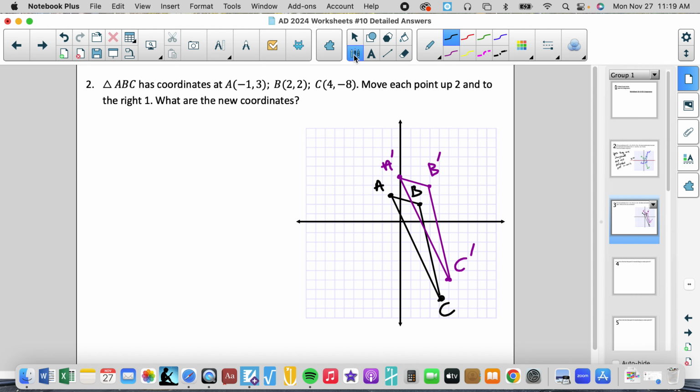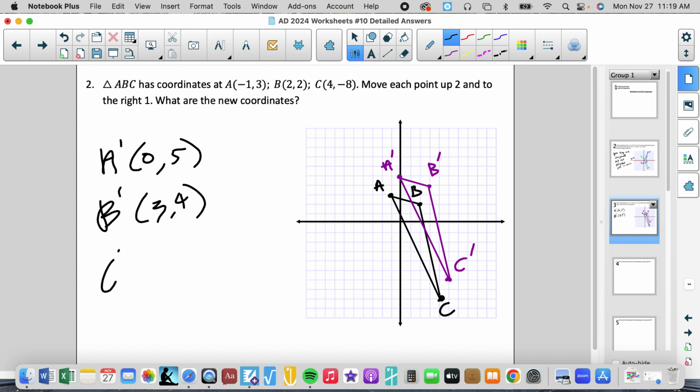So we would write them like this. A prime is 0, 5. B prime is 3, 4. And C prime is going to be 5, -6. Those would be the coordinates for each of the new points.